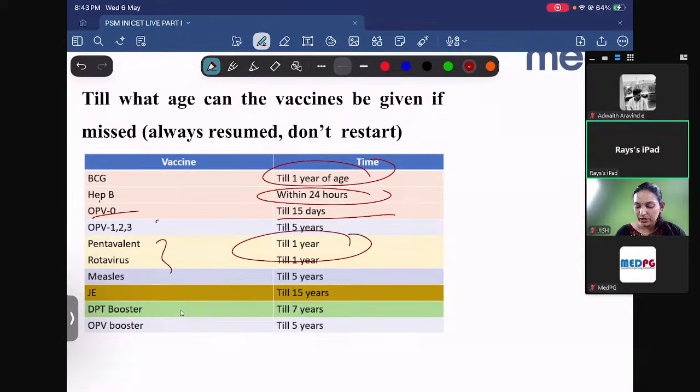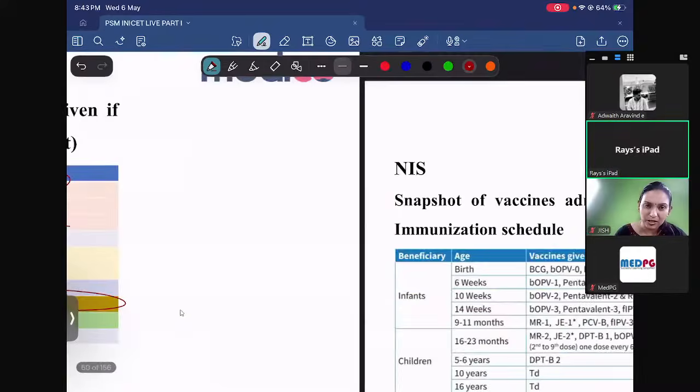Plus your OPV and measles, and the OPV booster, are given up to 5 years of age. JE is the vaccine which can be given till 15 years of age, and the DPT booster can be given till 7 years of age. So if a child above 7, 8, 9 years comes, your life is easy because you have to give only one vaccine, which is JE. I'm talking about the question. If you get an unimmunized child of 9 years, only one vaccine can be given beyond 7 years, and that is JE. So remember this table. This table is very important. You can expect a question on an unimmunized or partially immunized child.